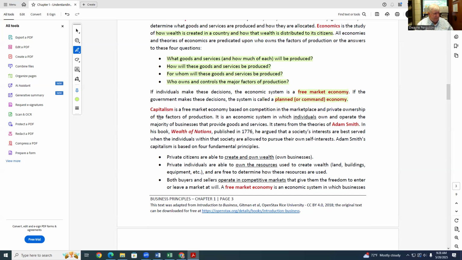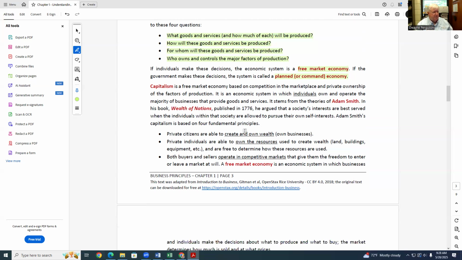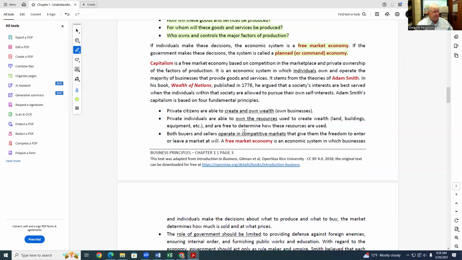So anyway, capitalism. Let's talk about it for a minute. Capitalism comes from the theories of Adam Smith, really, in The Wealth of Nations, 1776, which that ought to ring a bell for you, that year. Our founding fathers adopted his principles that he wrote about in The Wealth of Nations. And here are the things that he thought a capitalistic system should include.